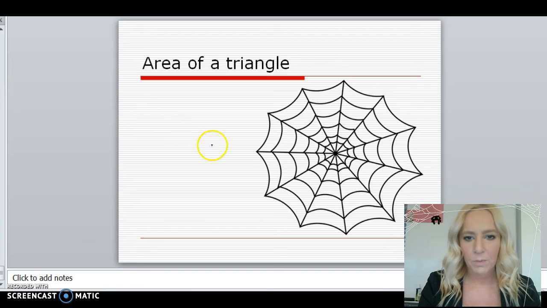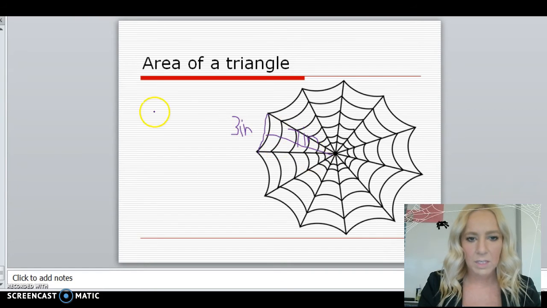Now, since Spidey was with us during this whole unit on triangles, let's find the area of a part of his web. So I'm going to turn this into a straight line here. It's not going to be exact. So I went out and measured his spider web. The length of his spider web in this section was 3 inches. And the height was 7 inches.